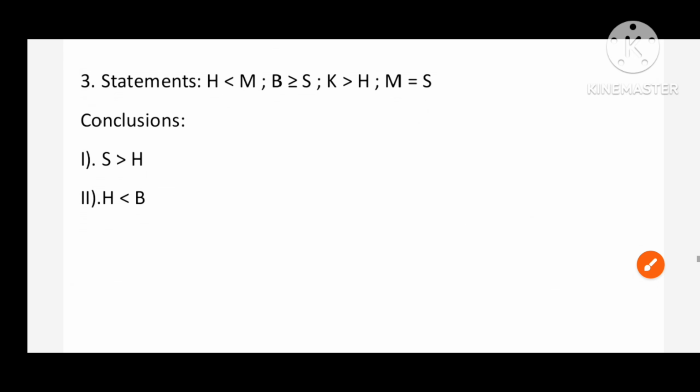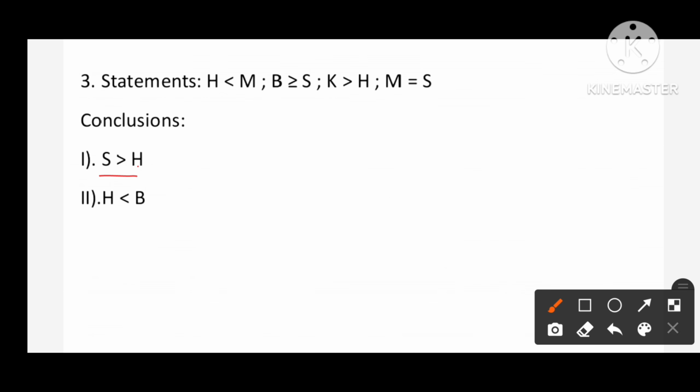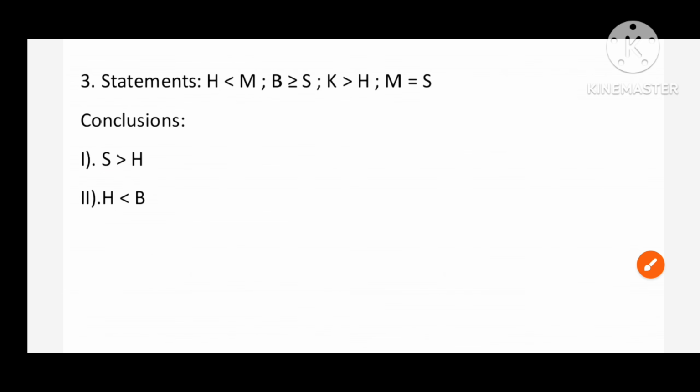Next, third one, the flow from S to H. From S we can reach M. From M we are able to reach H. So the first conclusion is true. The flow from B to H. From B we are able to reach S. From S we can reach M. From M we can reach H. It is also true. So 1 and 2 both are true here.